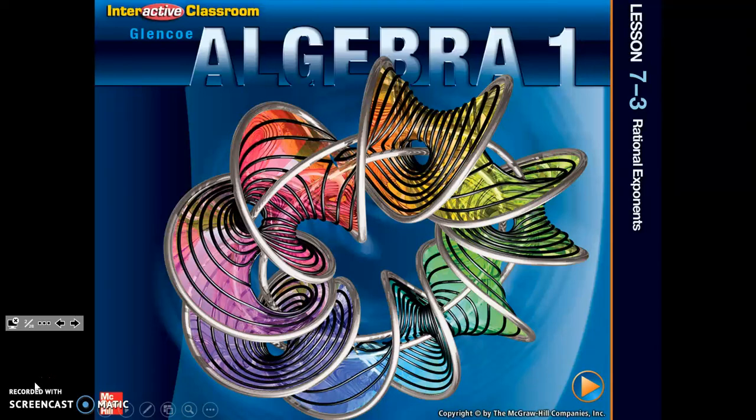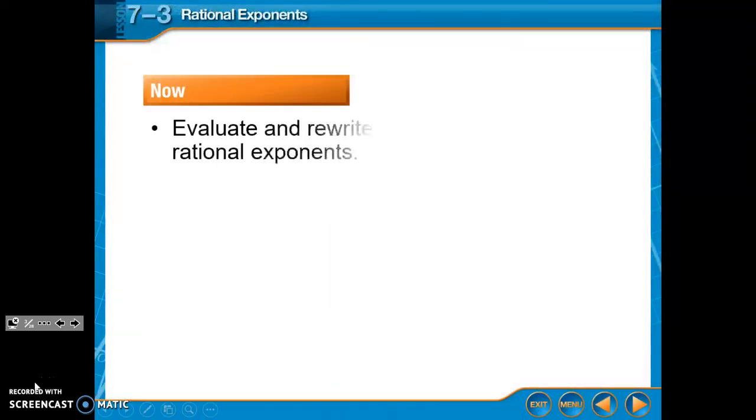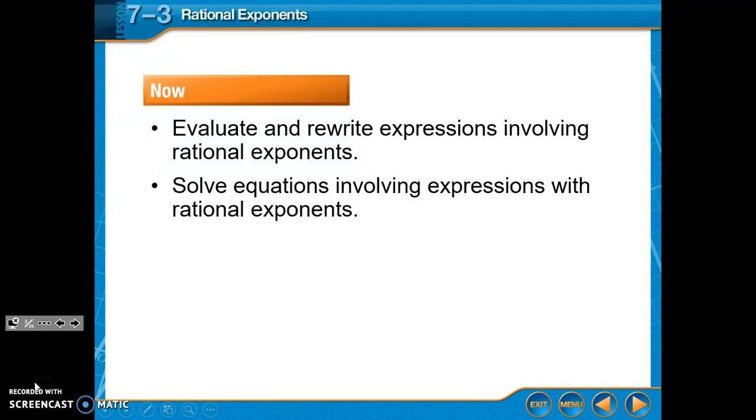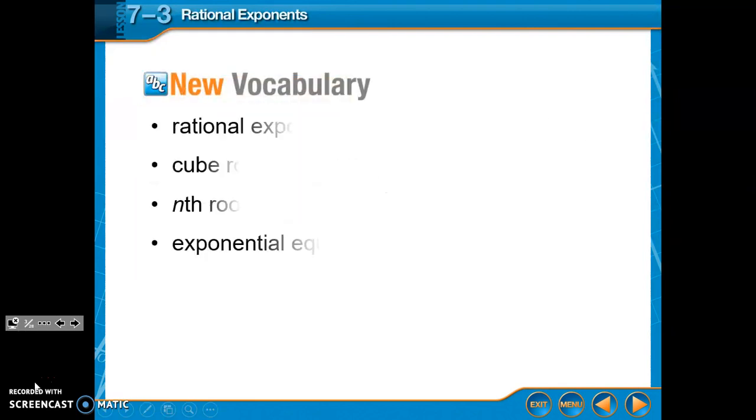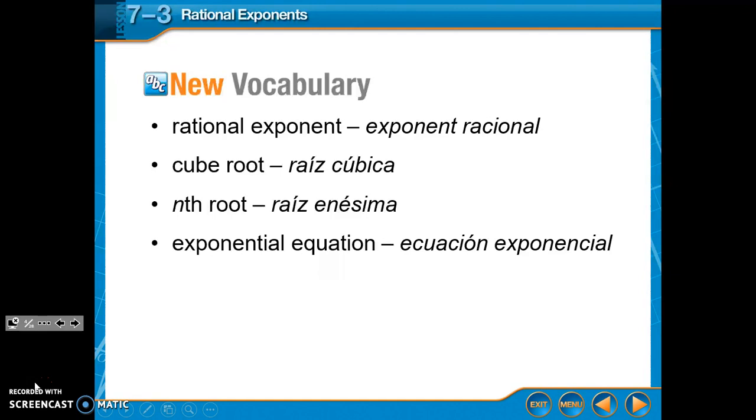Lesson 7-3, Rational Exponents. In this video, you will learn to evaluate and rewrite expressions involving rational exponents and solve equations involving expressions with rational exponents. Your vocabulary is rational exponent, cube root, nth root, and exponential equation.